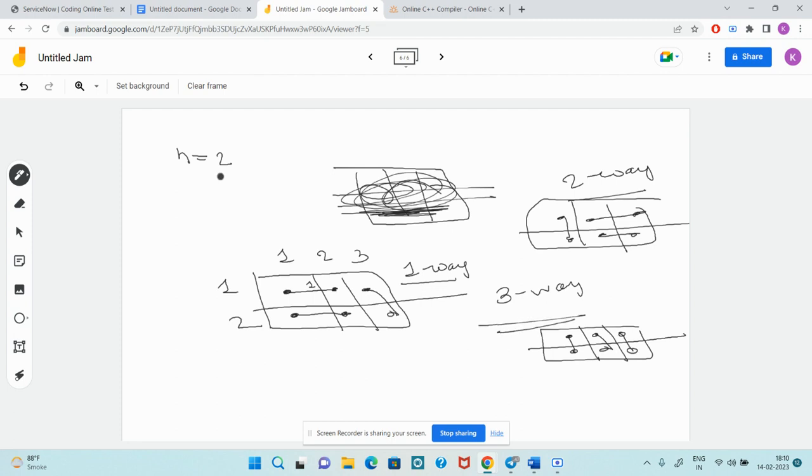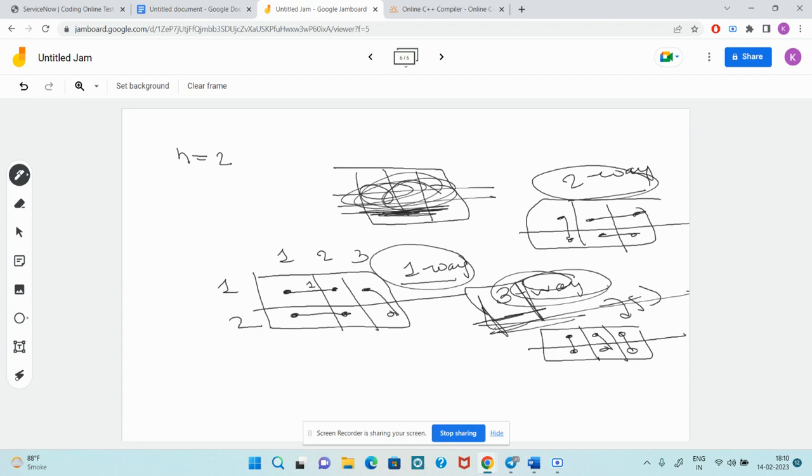Okay. So that's it. One way, two way, and three way. So all this is very very good. We have three ways with us. Nice. Very nice. So we have three ways with us.